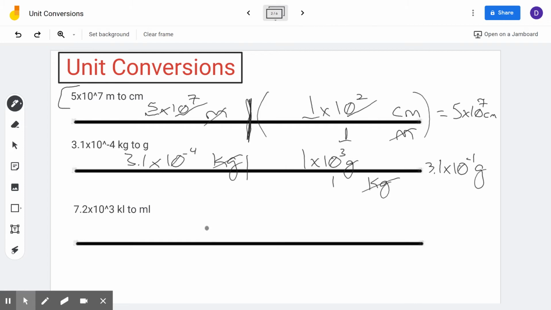Okay, if you're back, let's go ahead and go through this. We're going to do this in 2 steps because we cross over the unit. So 7.2 times 10 to the third kiloliters is what we're doing.